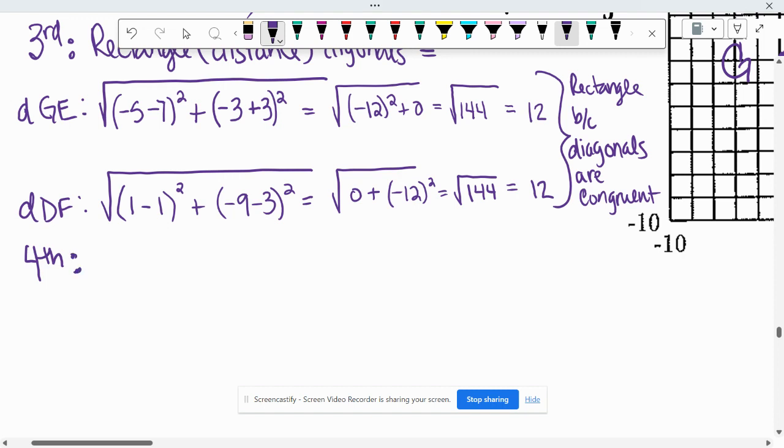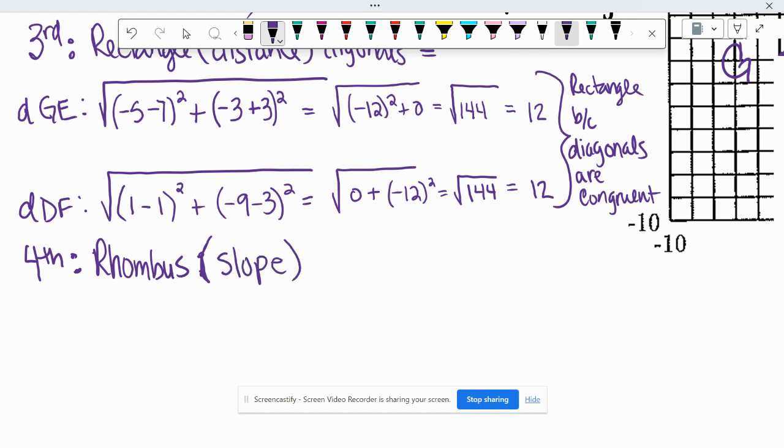Before we prove it's a square, we want to show that it's a rhombus. How are we going to show that it's a rhombus? What do we use for rhombus? Yeah, we're going to show that the diagonals are perpendicular. So we're going to use slope. Diagonal 1 is perpendicular to diagonal 2, meaning that they have the opposite reciprocal slopes.